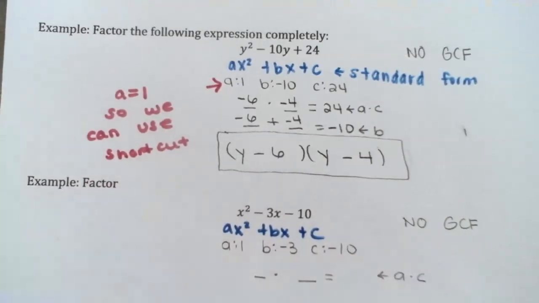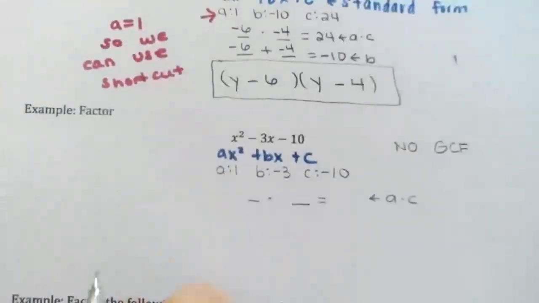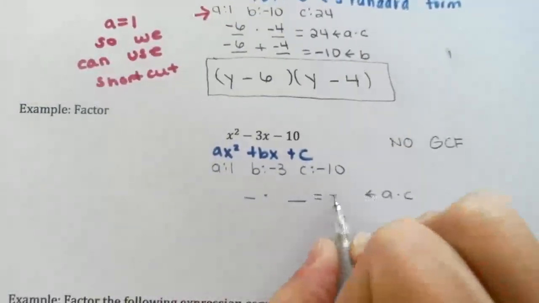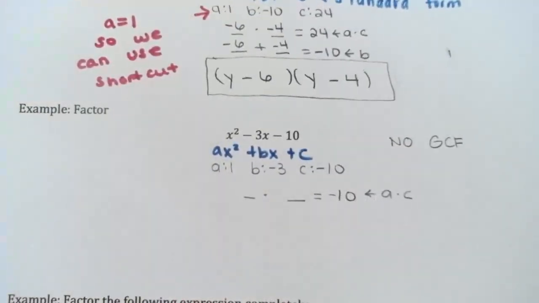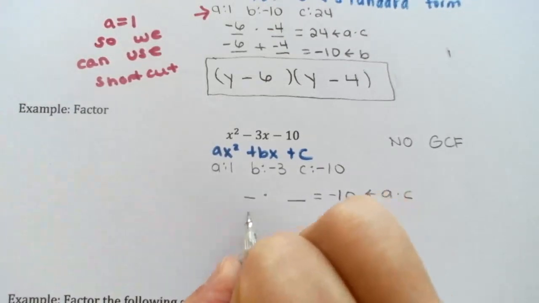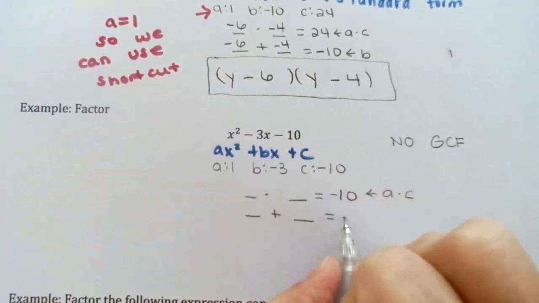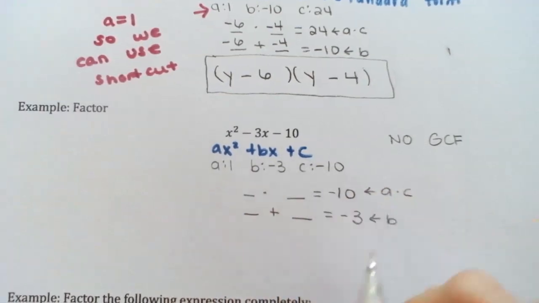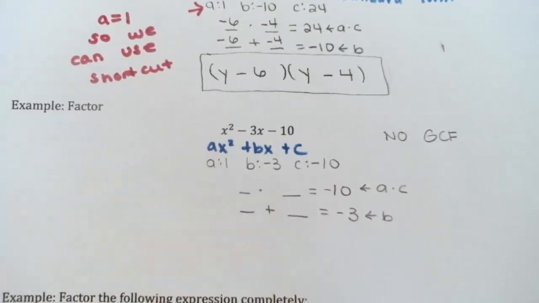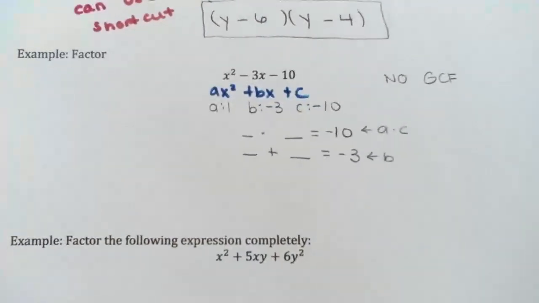We're looking for two numbers that multiply together to give us a times c. So a is 1 times c, which is negative 10. So two numbers that multiply together to give us negative 10. And the same two numbers that add together to give us b, which in this case is negative 3. So what two numbers multiply together to give us negative 10 and add together to give us negative 3?